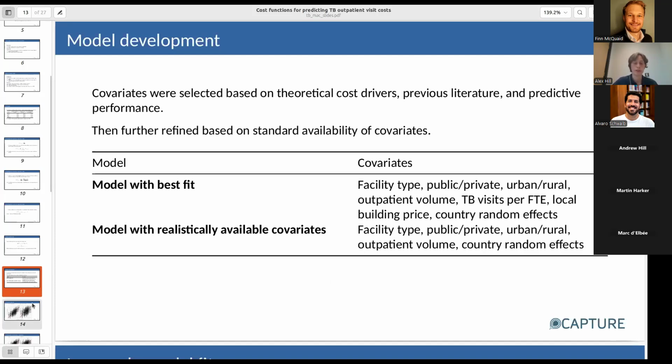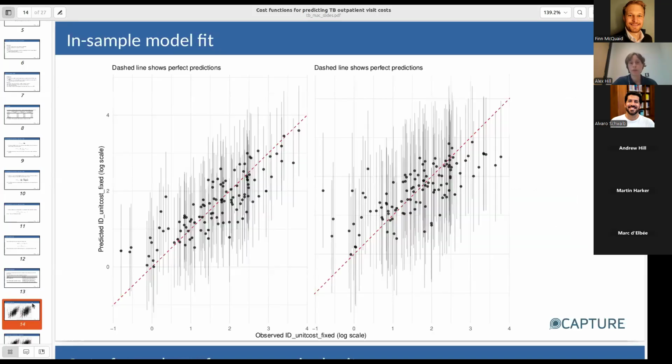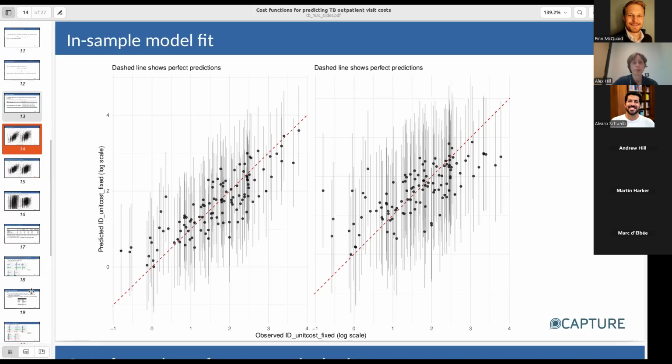Just to show you briefly the in-sample fit of these two models, as you'd expect, the model with more variables fits a little better, has smaller confidence intervals on the left, predictive intervals, sorry.